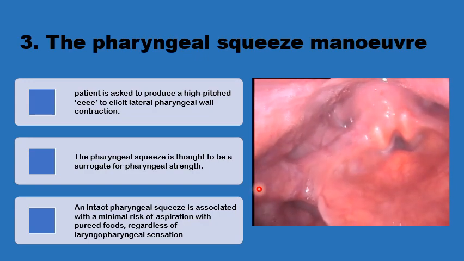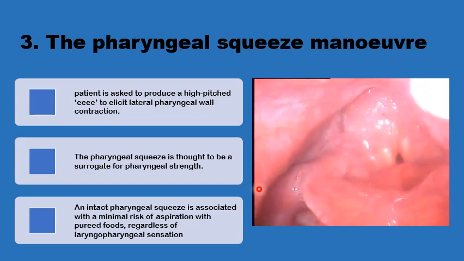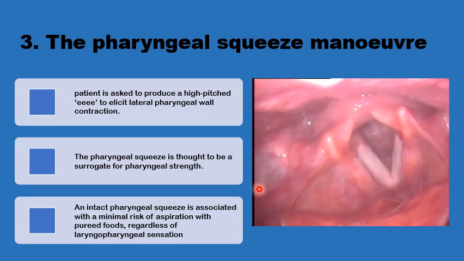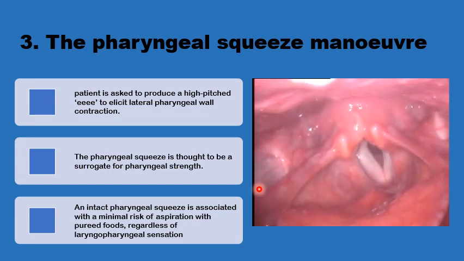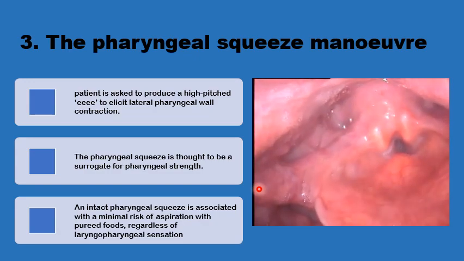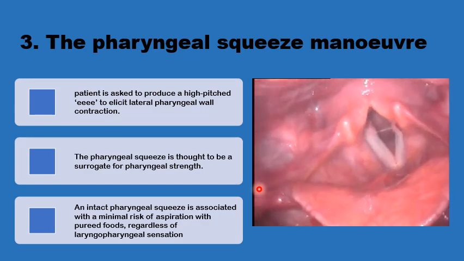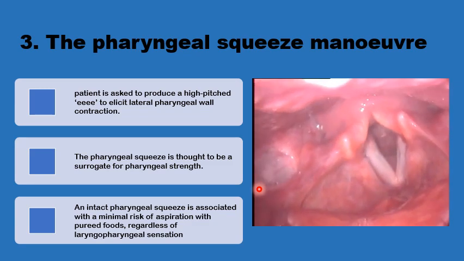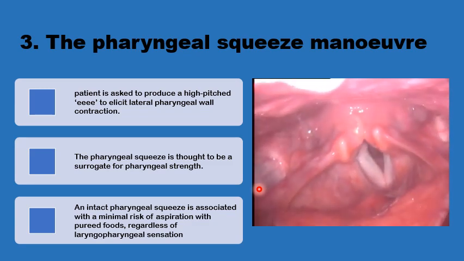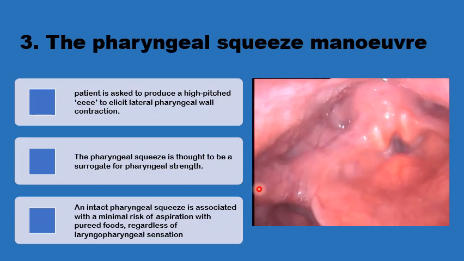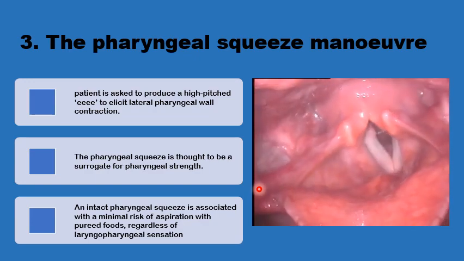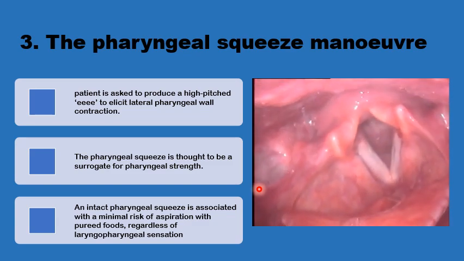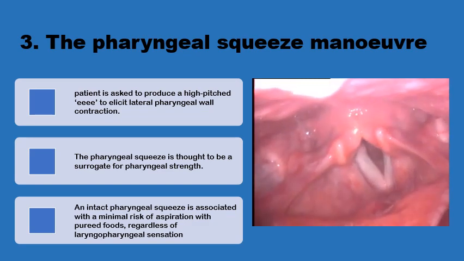Next is the pharyngeal squeeze maneuver. The patient is asked to produce a long and high-pitched E and we watch for any lateral pharyngeal contraction. If this is present, like I've just seen, this correlates with the pharyngeal contractility strength. It's good news to have a positive pharyngeal squeeze maneuver. It means that this patient can handle puree fruit, even if there is reduced or even absent laryngopharyngeal sensation.